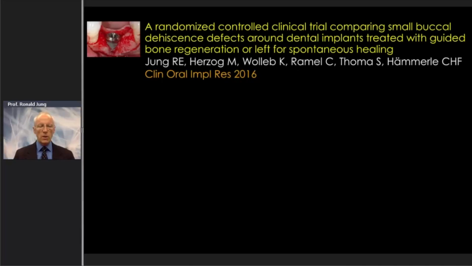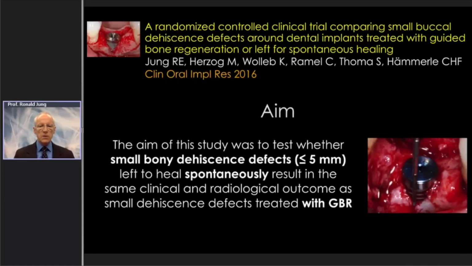Well, let's look at the study recently published by Jung and co-workers. The aim of the study was to test whether small bone dehiscence defects, 5 millimeters or less, left to heal spontaneously result in the same clinical and radiological outcome as small dehiscence defects treated with GBR. So what did they do?